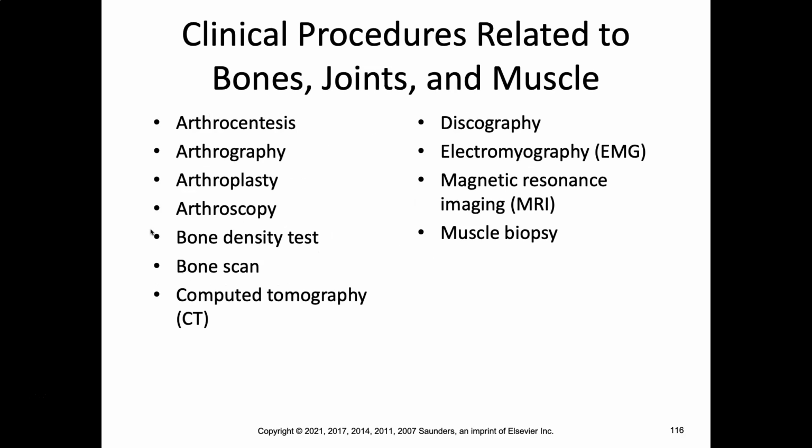All right, some clinical procedures. Very common to hear about arthrocentesis, arthroplasty, arthroscopy. Bone density testing is done, particularly using heel bones to check for osteoporosis. Bone scans, CT, and MRIs are used. Muscle biopsies occasionally. You may hear of something called an EMG, electromyography, and that is occasionally done to test.